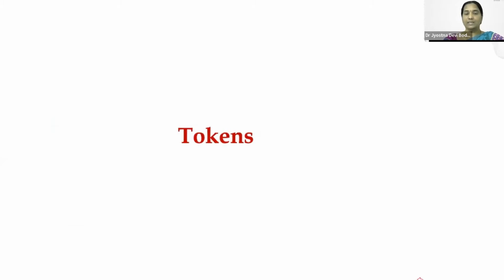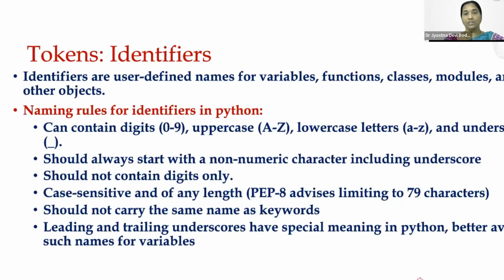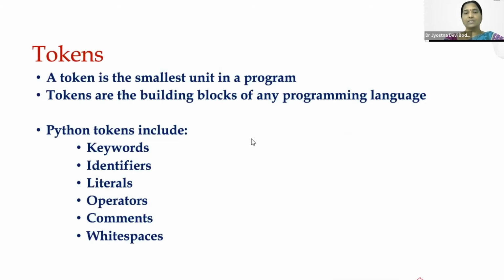Now let's consider the topic of tokens. What are tokens? Tokens are nothing but the smallest units in any programming language. You can consider tokens as the building blocks of any programming language. Similar to other programming languages, Python also supports some tokens. You can see keywords, identifiers, literals, operators, comments, white spaces. These are all considered the tokens of Python.